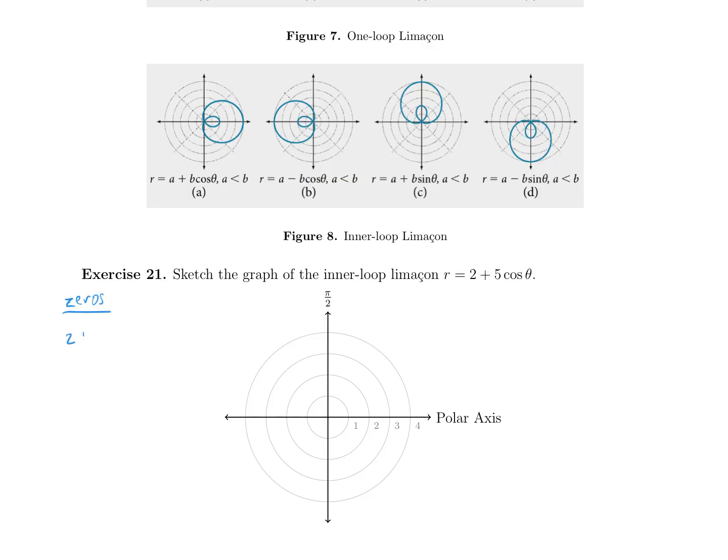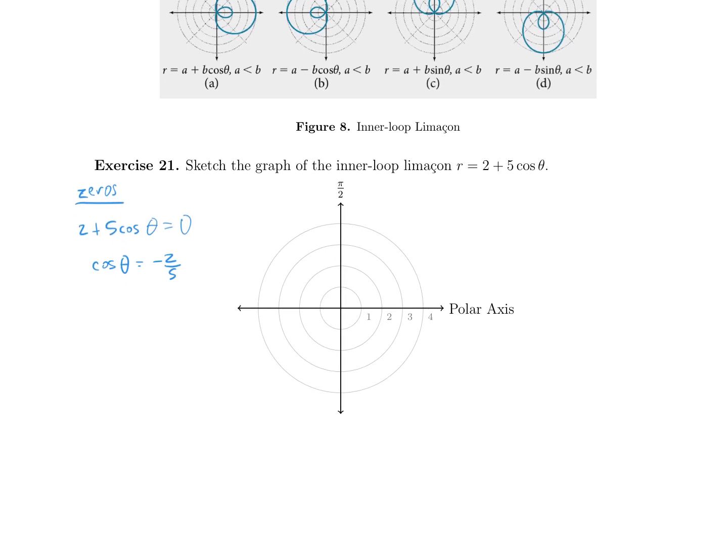All right, so 2 plus 5 cos theta equals 0. You should get cos theta equals negative 2/5. In this case, negative 2/5 is not a ratio that we recognize as a special position angle on the unit circle, which means we have to do the inverse cos on our calculators. Make sure you're in radian mode. So if you do the inverse cos of negative 2/5 on your calculators, you will get theta is equal to 1.98. All right, so that's where the zero occurs.